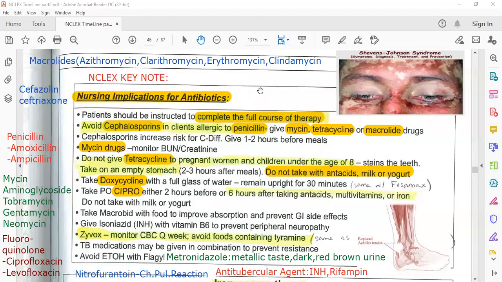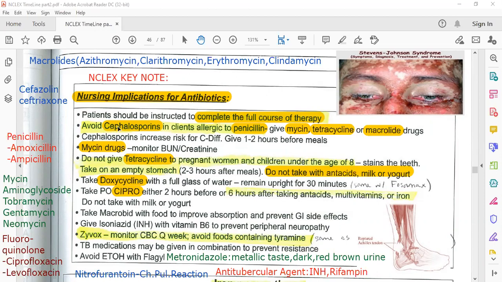Let me explain some keynotes about antibiotics. The patient should be instructed to complete the full course of therapy. If you start an antibiotic for any disease, you have to complete the full course. It is not good to suddenly stop the antibiotics. We should educate our patient to complete the doses and the total duration of antibiotics.